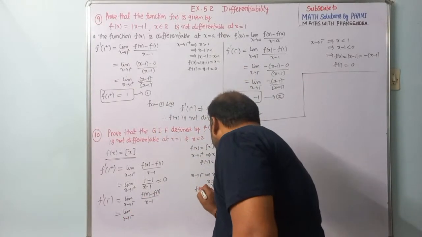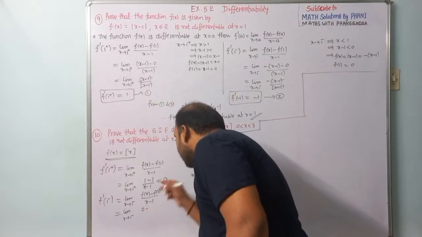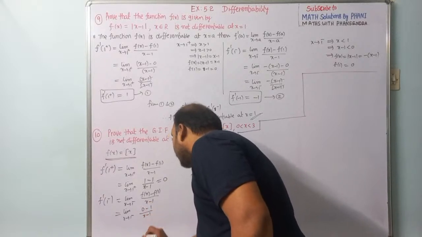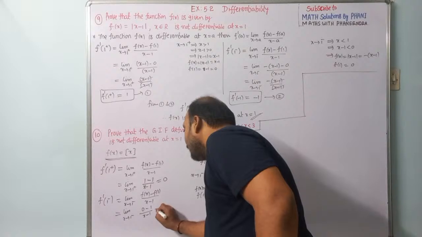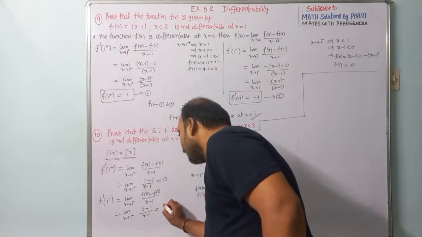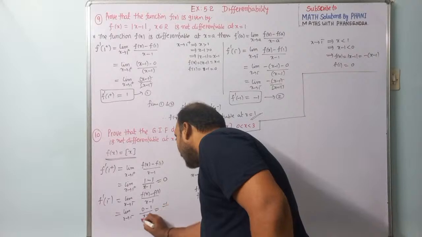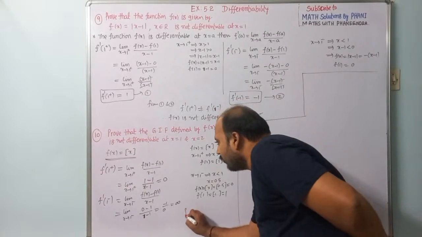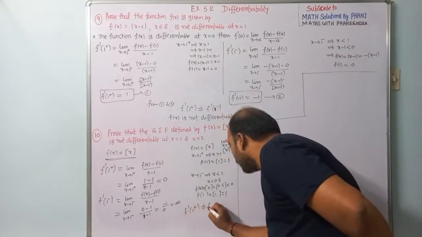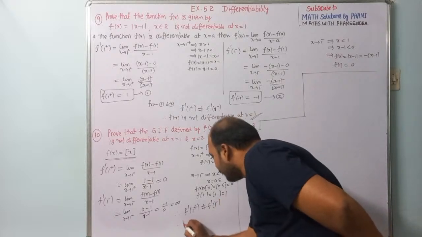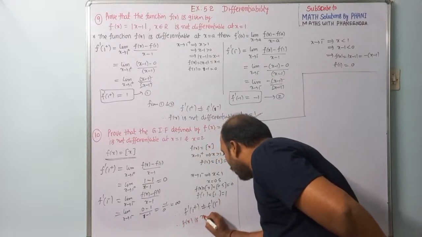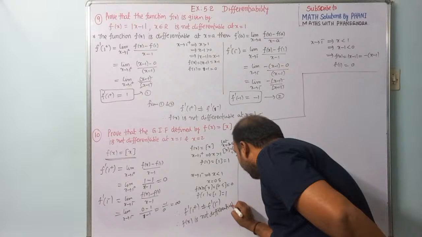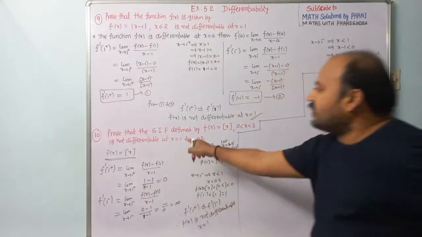So now, limit x tends to 1 minus, f of x value we got as 0 minus f of 1, which is 1, by x minus 1, with x equal to 1. Anything by 0 is infinity that will come now. Minus 1 by x is equal to 1, substituting, it is 0, so this is infinity. Both are not equal. Therefore, f dash of 1 plus is not equal to f dash of 1 minus. f of x is not differentiable at x is equal to 1 for this function.